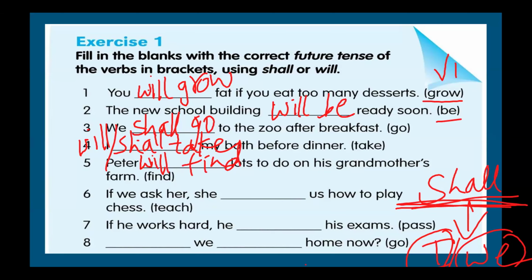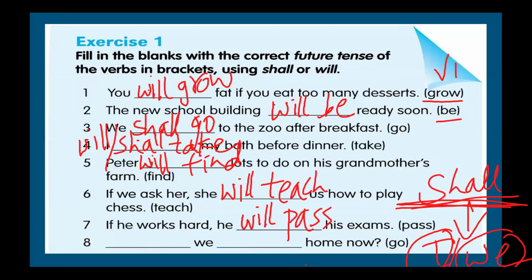If we ask her, she dash us how to play chess. She will teach us how to play chess. If he works hard, he dashes exams. He will pass his exams. Excellent.